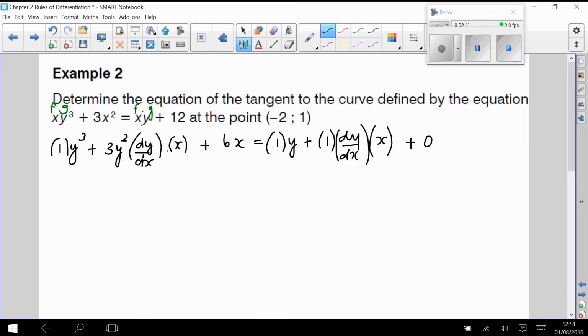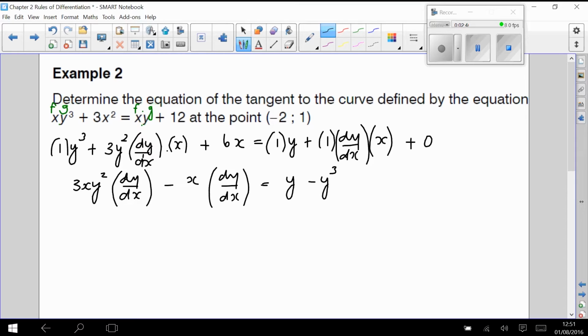In my next step, I'm going to move all terms with the factor dy by dx to the left-hand side, and all the other terms to the other side. So on the left-hand side, I'm going to have 3x y squared all times by dy by dx, and then minus x all times by dy by dx. On the right-hand side, I'm going to have y, and then minus y cubed, and minus 6x.